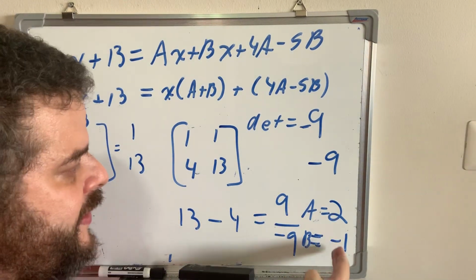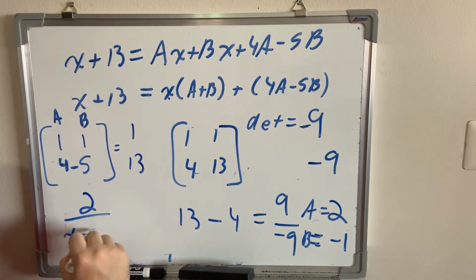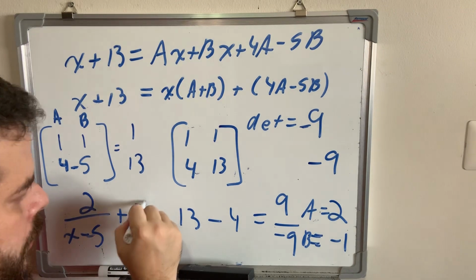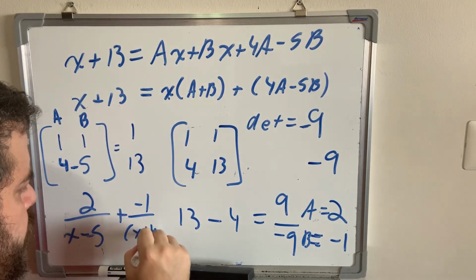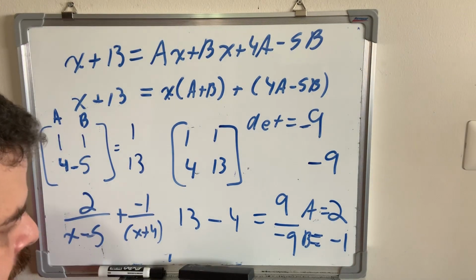As you can see, I got the exact same results, and then I rewrite my fractions in the exact same way. 2 over x minus 5 plus -1 over x plus 4. That is the exact same problem with the same answer.